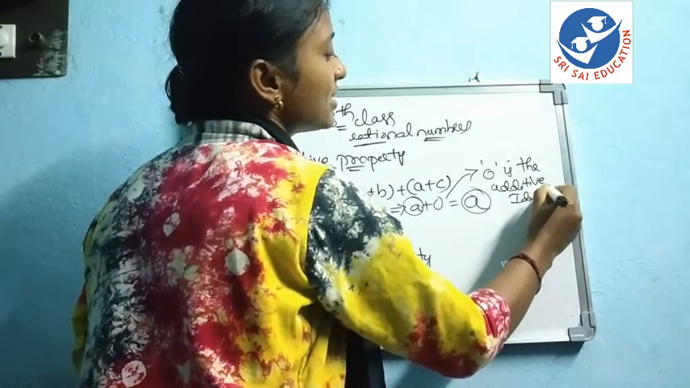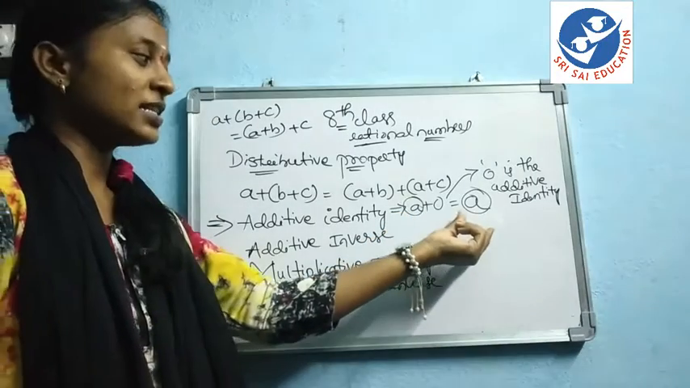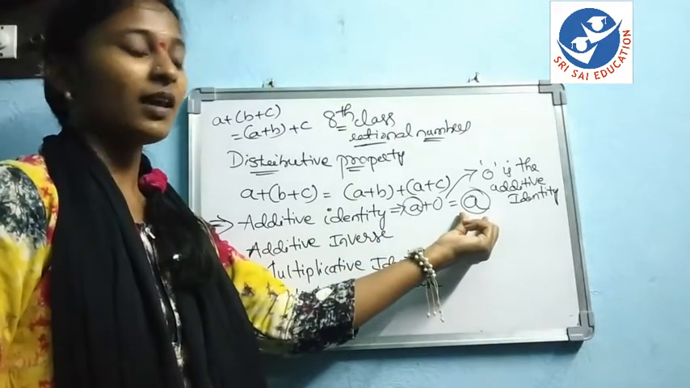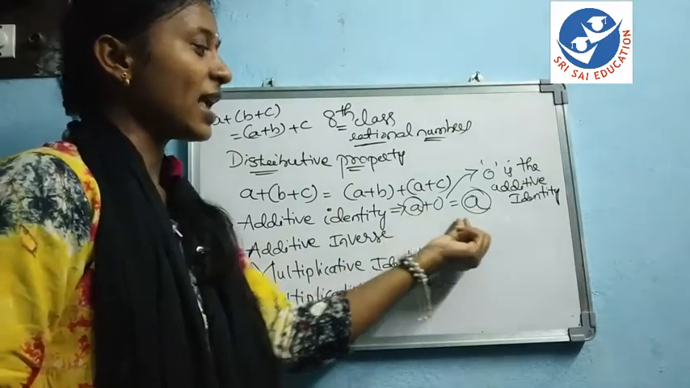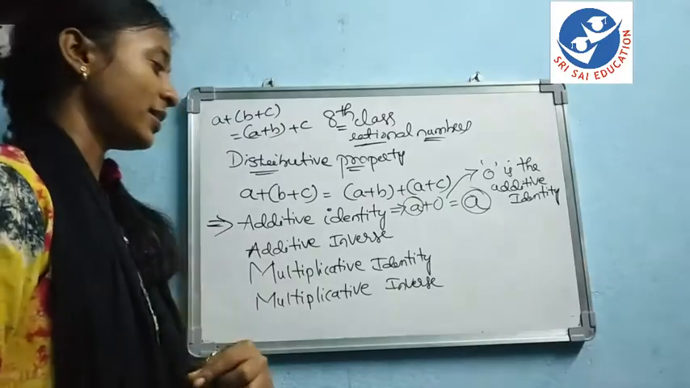We add this 0 to any rational number. There is no change in the result. The result remains the same rational number. So 0 is the additive identity.